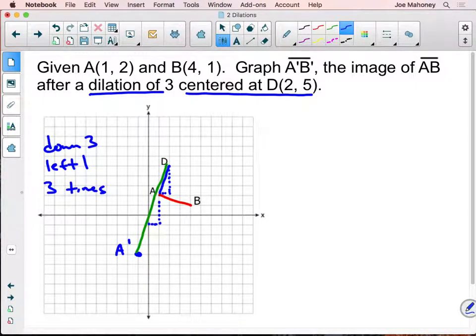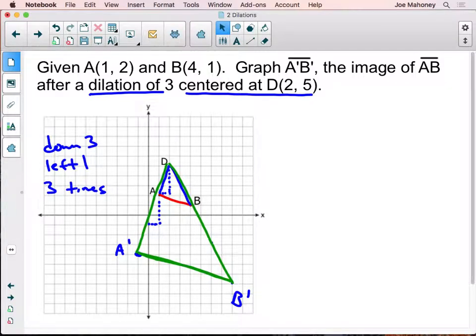So doing the same thing for D to B, it looks like we're going down 4 and over 2. So let's go down 4 and over 2 once, down 4 and over 2 twice. Here's where B prime is going to be. So again, that distance that we go there, I want to go 3 times its distance. So for my final answer, when I graph A prime, B prime, and I draw the segment, that segment is my answer right there. So now you can dilate a segment by its scale factor. And the nice way to do that, like you see here, is you just count the distances.